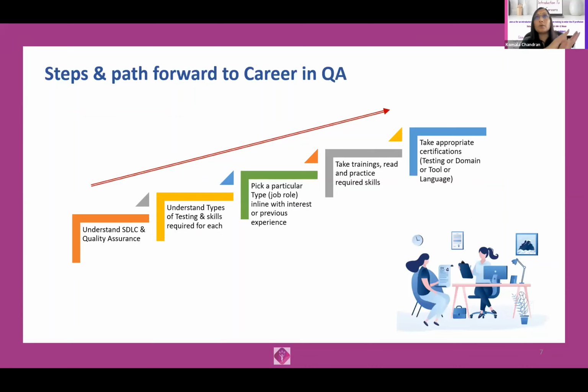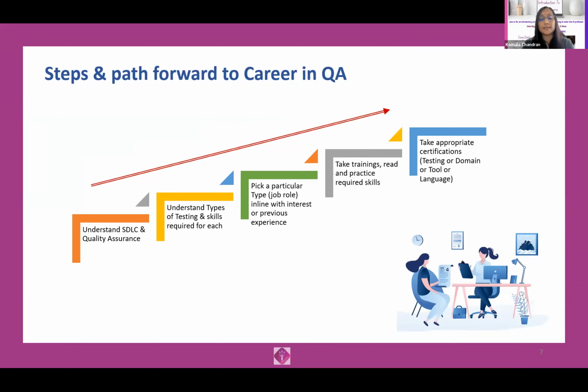So now we know what exactly QA is. What's a tester's role in QA? There are different types of roles within QA, and how do we progress towards them if we select our career in QA? As I mentioned before, the first and foremost thing is to understand SDLC and quality assurance, of course, including different development methodologies and all those things that are important to enter into the QA role.